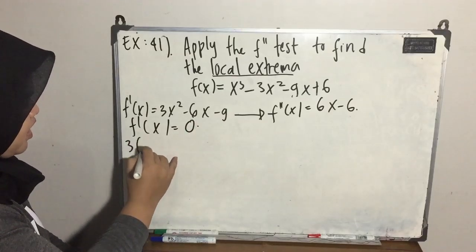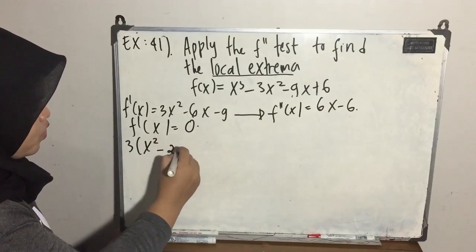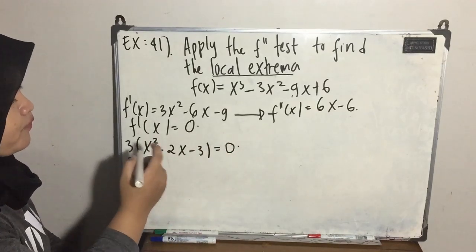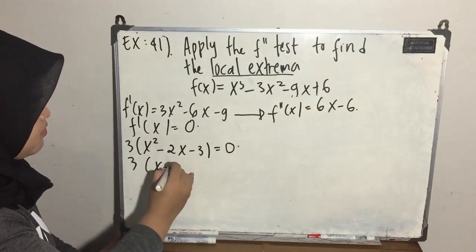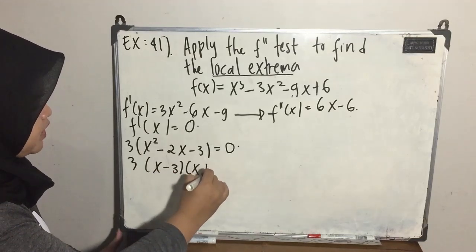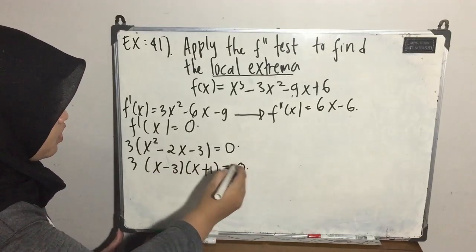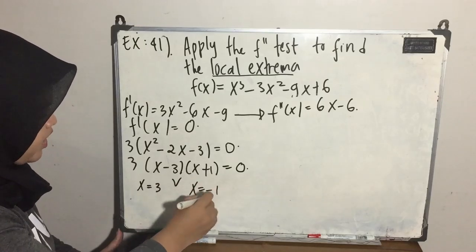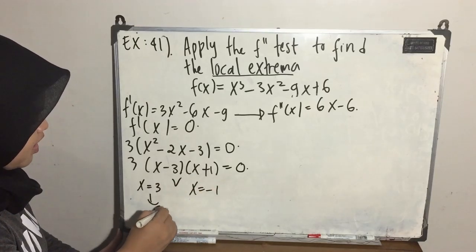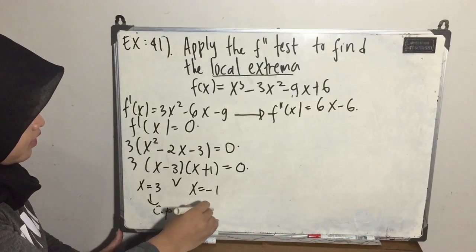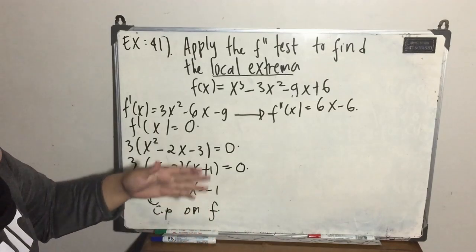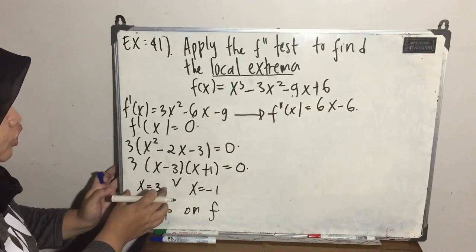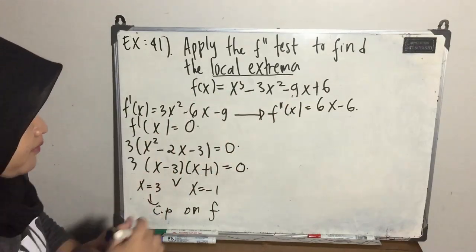Because they ask about local extrema, we already know the first derivative equals 0. So 3x^2 minus 6x minus 9 equals 0, or x^2 minus 2x minus 3 equals 0. We factorize this one: (x minus 3)(x plus 1) equals 0. So x equals 3 or x equals minus 1. These are the critical points of f. Because they want us to use the second derivative test, you need to compute the second derivative.